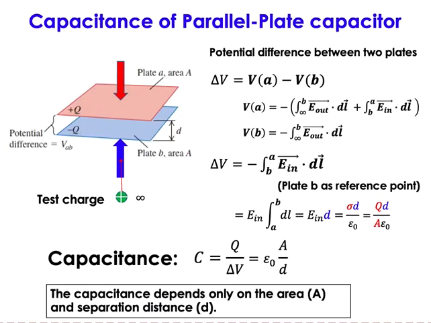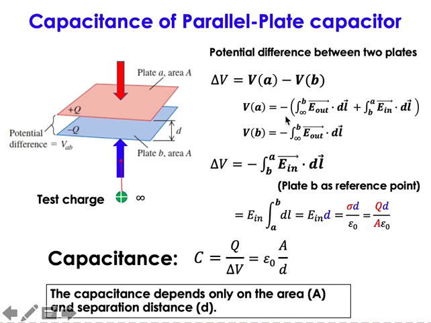Next, let us calculate electrical potential. Electrical potential difference between two plates can be expressed by delta V equal to electrical potential A minus electrical potential B. We can select infinity far as a reference point. For electrical potential A, it can be expressed as this one.